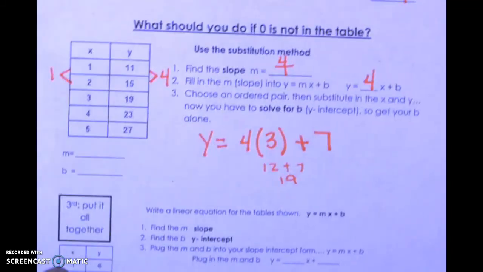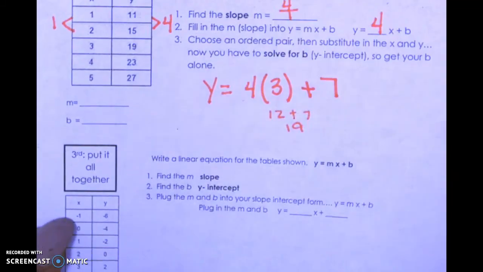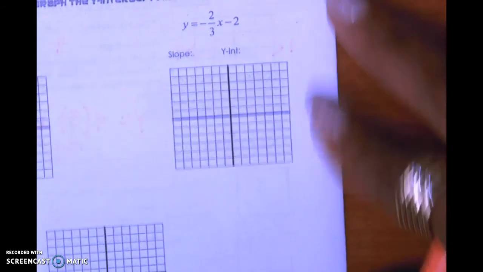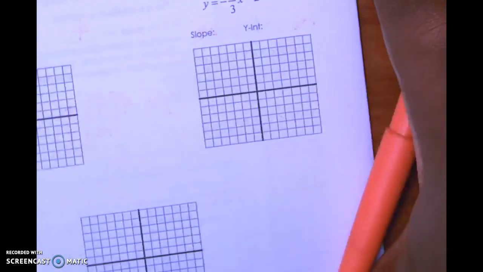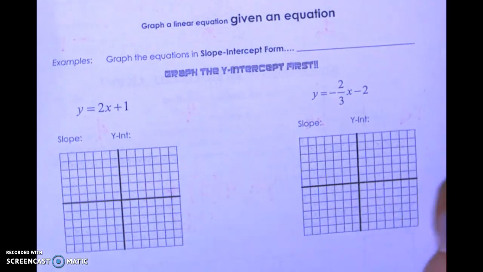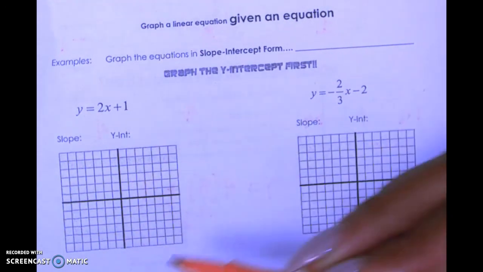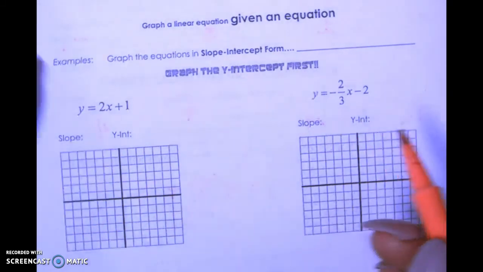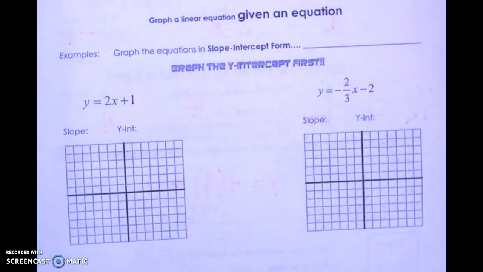You guys would do this one by yourself. Find your slope and your y-intercept. And then on the back, you will graph your equations. Remember to put down your y-intercept before you go ahead and graph. And remember, your whole number slope is 2 over 1, and we've done these in class, so you should be fine with that.